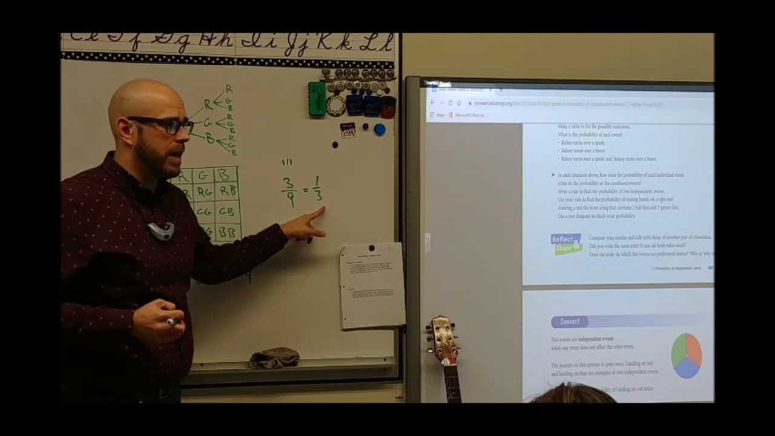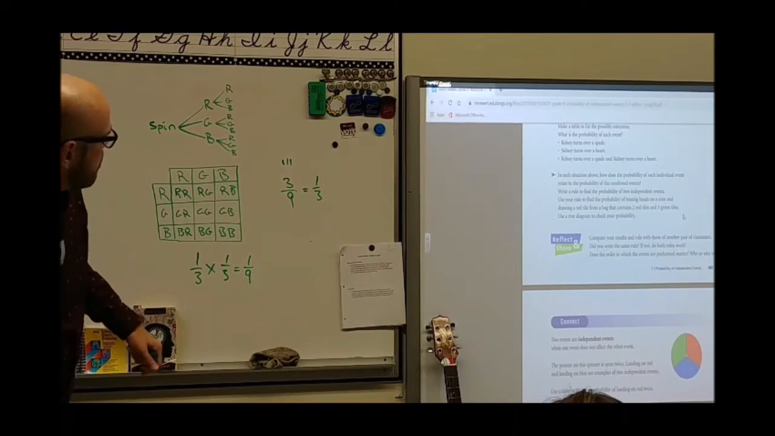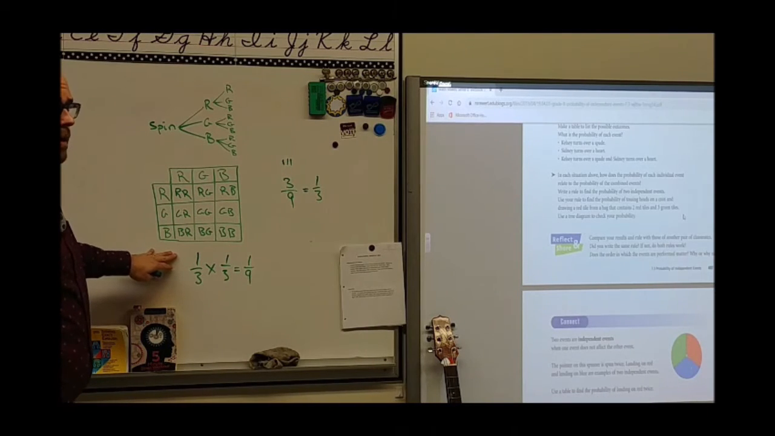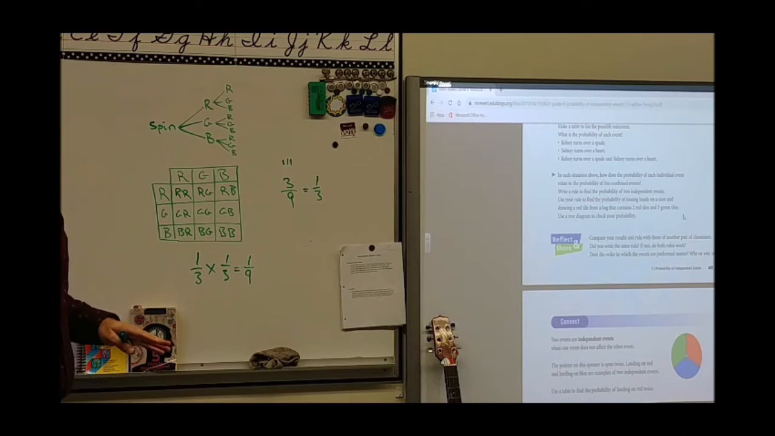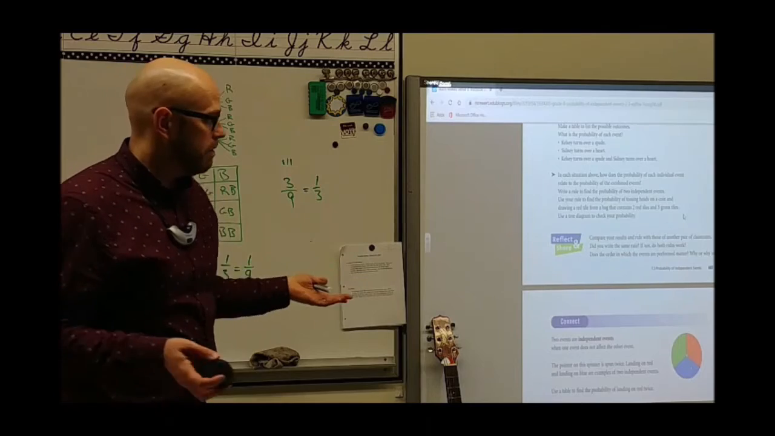No. It's pure random each time. All right, so we've got 3 different models now. We have our tree model. We've got our chart model. We've got our symbolic model. 3 ways to find theoretical probability. We know how to find experimental probability. You actually do it.